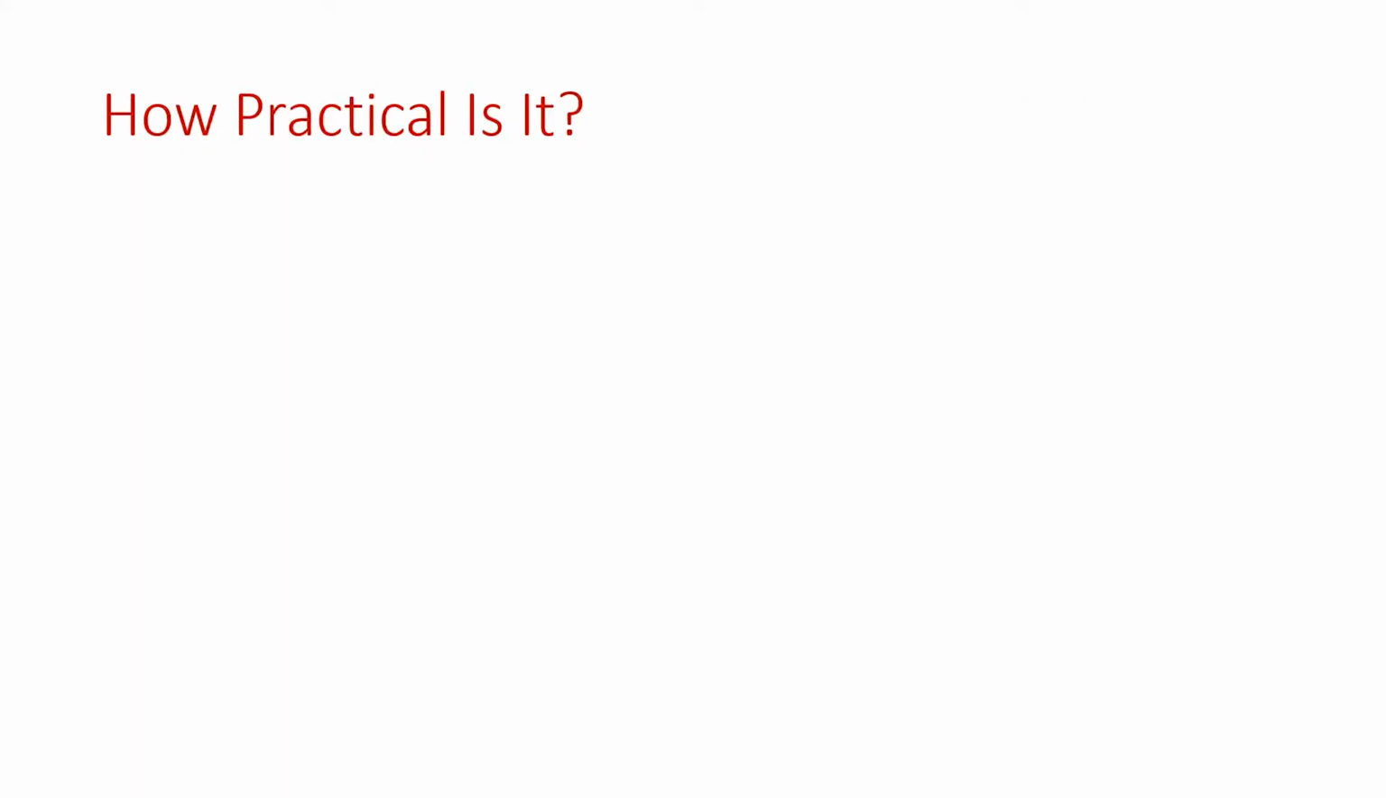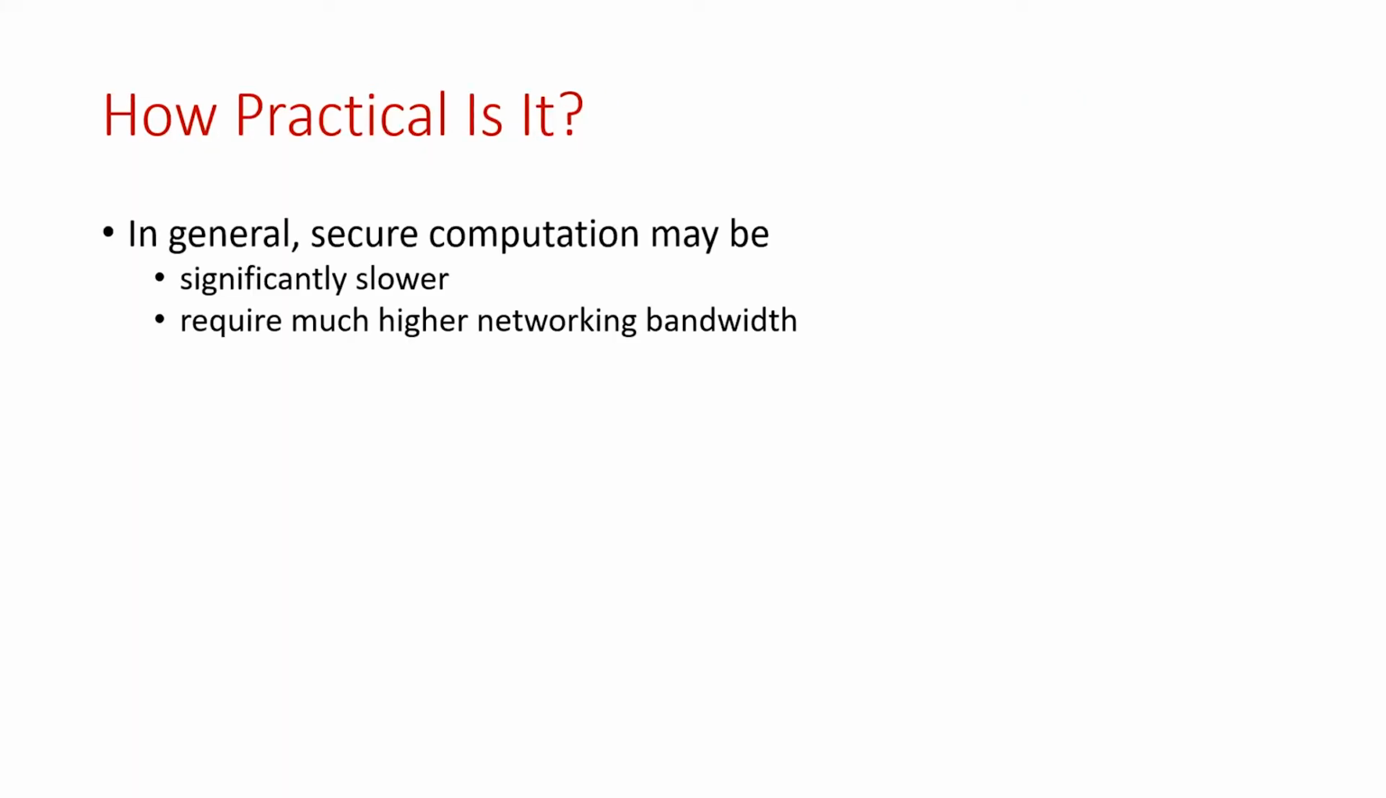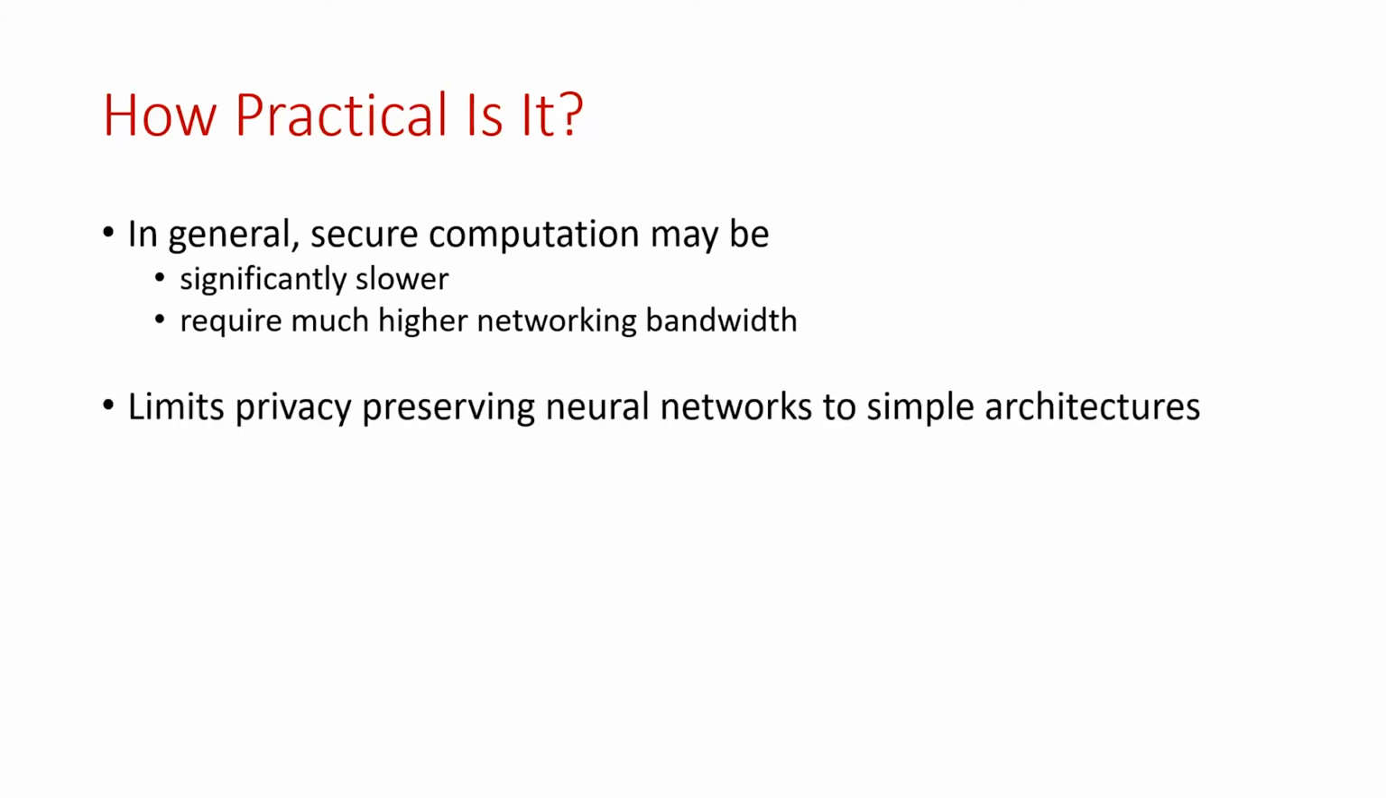But the problem is that in general, secure computation might be significantly slower than a regular computation, or it might require much higher networking bandwidth. And this really limits the use of privacy-preserving neural networks to only simple, shallow architectures. And it doesn't really apply to modern deep neural networks that are usually built using hundreds of layers.